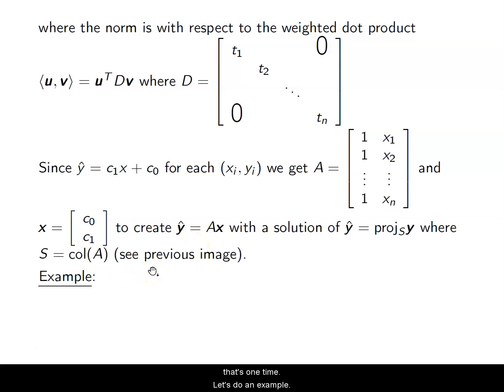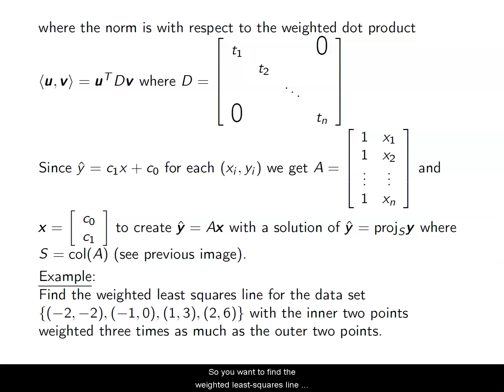So let's do an example, okay? We want to find the weighted least squares line for the data set (-2, -2), (-1, 0), (1, 3), (2, 6), with the 2 inner points weighted 3 times as much as the outer 2 points. So these 2 points are 3 times as heavy as these 2 outer points. So there's more emphasis on these values than on these values. Okay, for whatever reason. Sometimes this comes up application-wise.